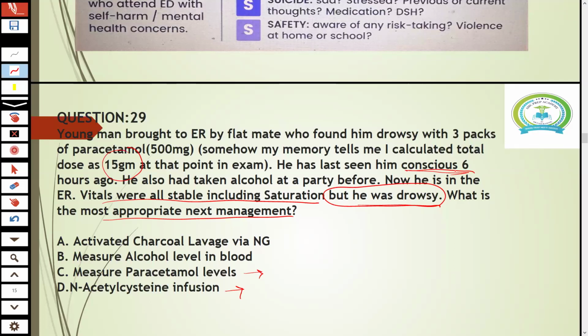Now, vitally he is stable, but he is drowsy. In that case, would you wait for the paracetamol levels to come and then start treatment? No. Ideally, this is the protocol: you need to measure paracetamol levels and ALT. But if your patient is drowsy, not alert, then this is the indication to start acetylcysteine infusion.